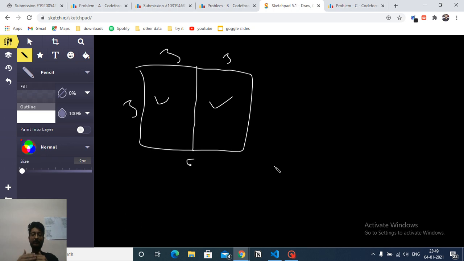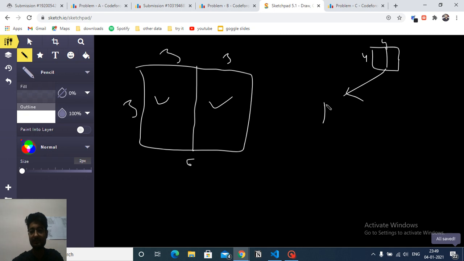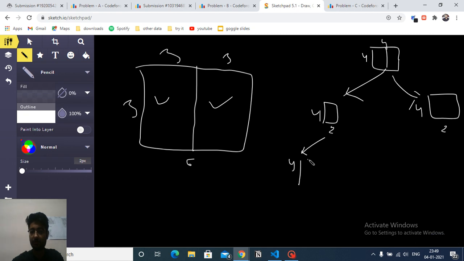Now you can keep on dividing this paper as long as the new paper has an even length, and in the end you have to tell how many new papers you will form. Say the paper is 4 by 4. You can divide it along this part first, so it becomes 4 and 2, and also 4 and 2. Then you can again cut at this part, so it becomes 4 cross 1, and like this also 4 cross 1, and same here.